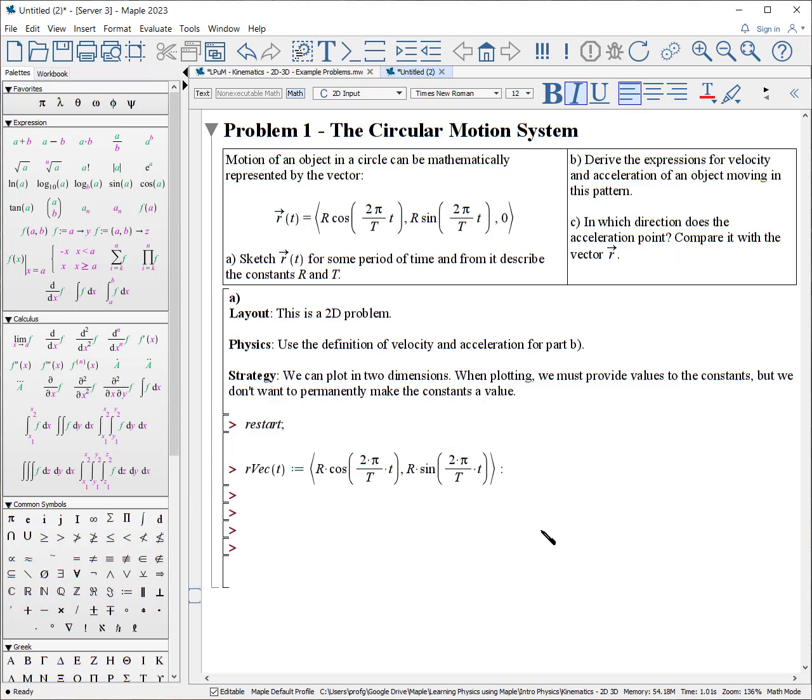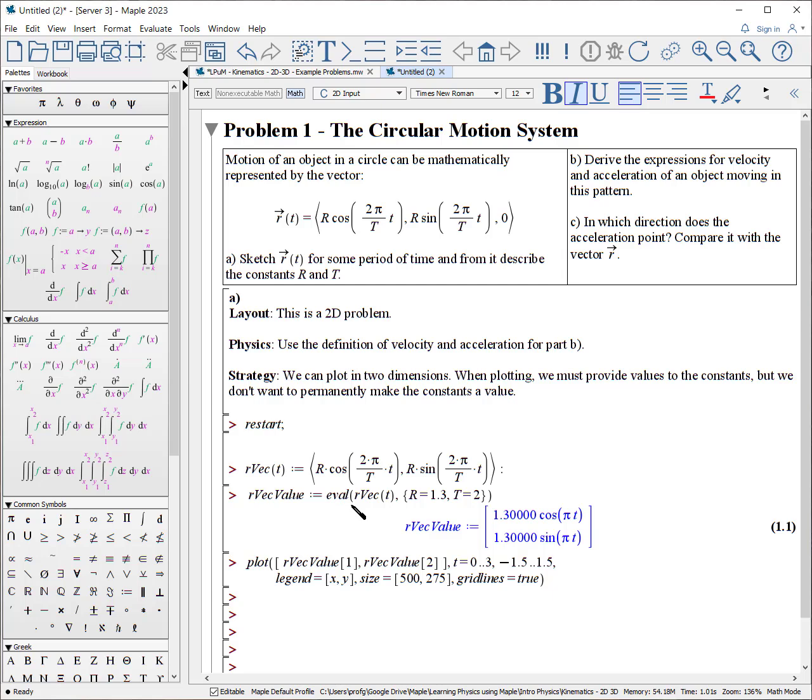relate to position. So the first thing we do is to write out the R vector expression, which, as you note, I have not put the vector signs over. This will make it easier for you to reproduce what I do. And because there's no Z component, I'm going to ignore that term. Next, since we don't want R and T to change permanently, let's evaluate this at particular R, T values that I just made up and create a new vector, which is not a function of T, just an expression, which will be used to plot.